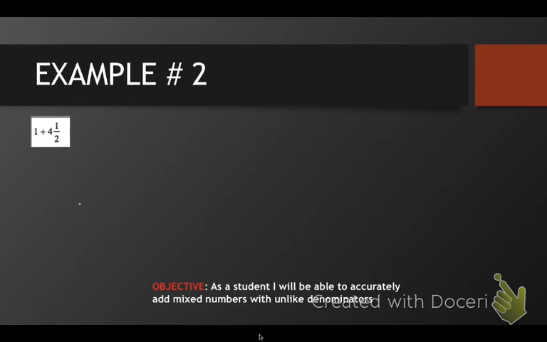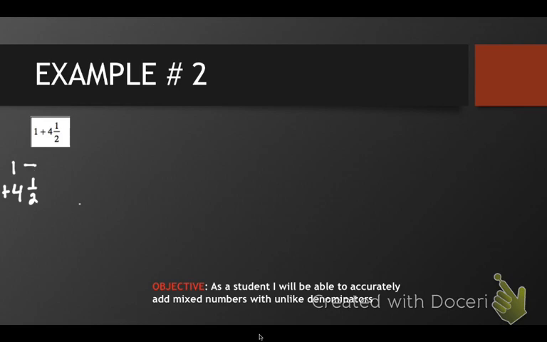So we're going to go ahead and put that over there. 1 is our whole number, plus 4.5. Now, okay, we need a common denominator, but 1 doesn't have a denominator. Now, some people say, well, I could just put 1 over 1. Well, I'm actually going to show you a different way to do this. Okay, there is no fraction there.